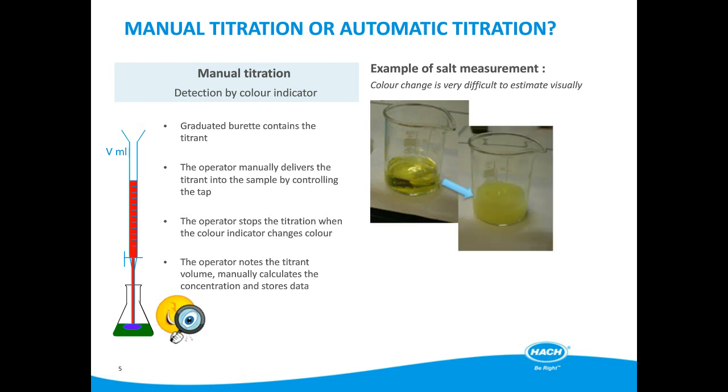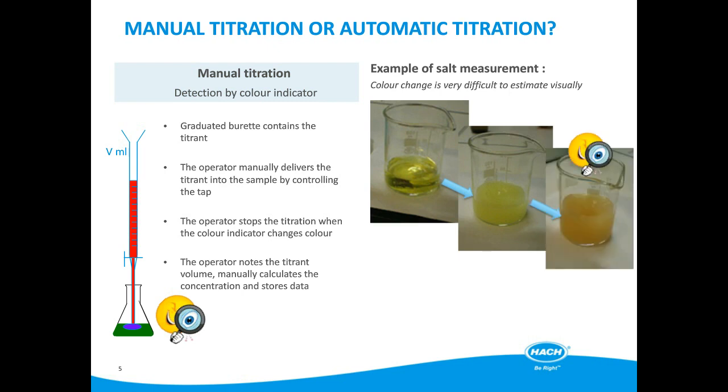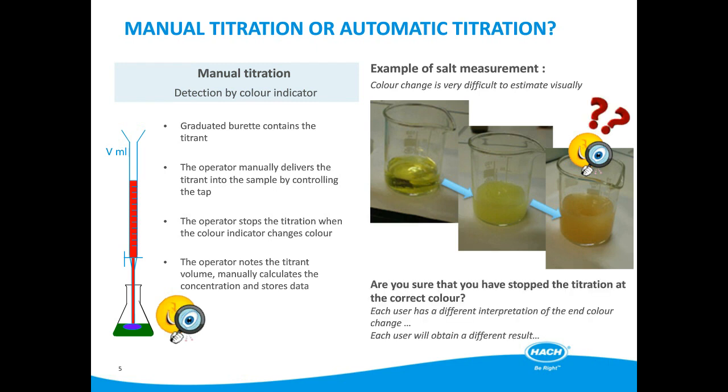So at the end, when the user stops, are we sure that we have really reached the real color and the good color to stop the titration? Are we sure that we have stopped the titration at the correct color? Because each user will have a different interpretation of the end color change. So it means that each user will finally obtain a different result.